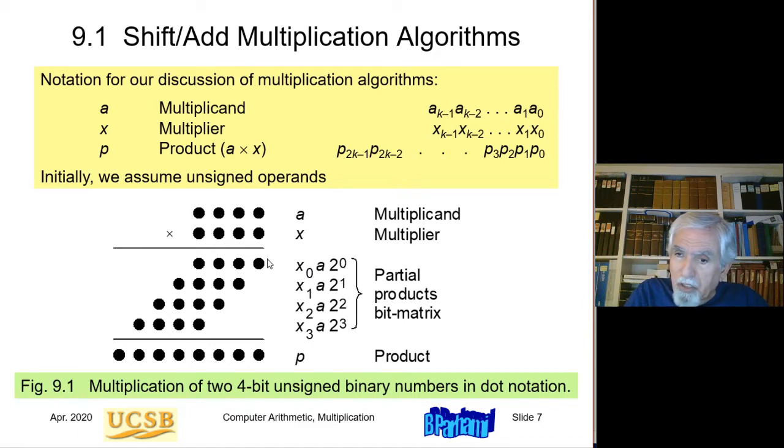Times 2 to the 0, that's because it's not shifted. The next row you see x1 times A times 2 to the 1. The reason is that this x1 is in the second position, so it's worth 2 units. So if there's a one here, it's really 2. That's why it's multiplied by 2 to the 1. Then x2 times A times 2 to the 2, x3 times A times 2 to the 3, and then these values will be added to give you P. All the blank spaces that you see here are zeros, and these are also zeros. I'm considering an unsigned multiplication. So two unsigned 4-bit numbers, when multiplied, give you an 8-bit unsigned product.